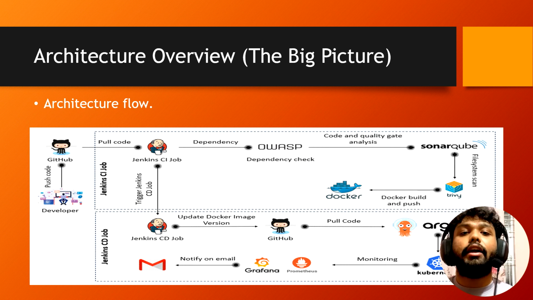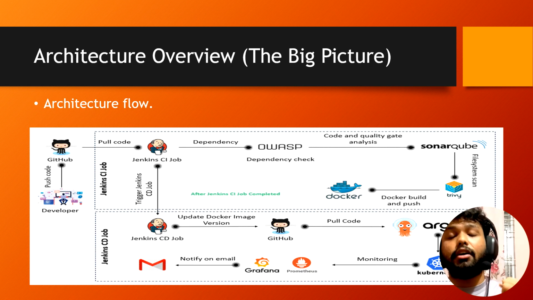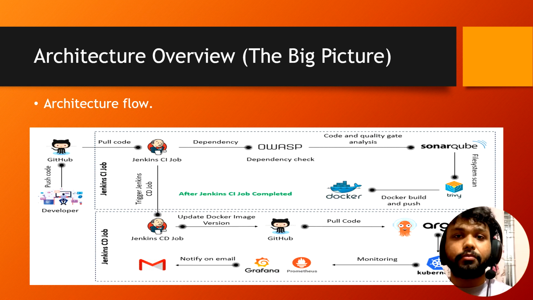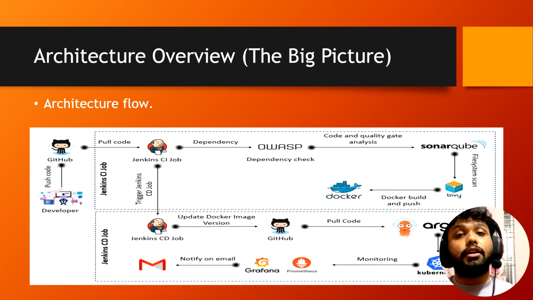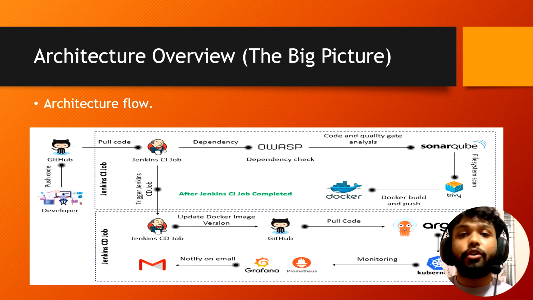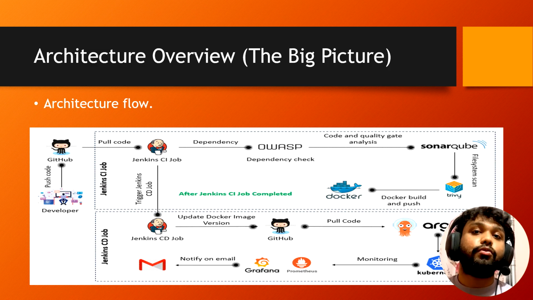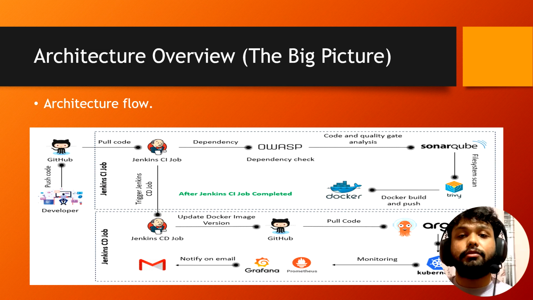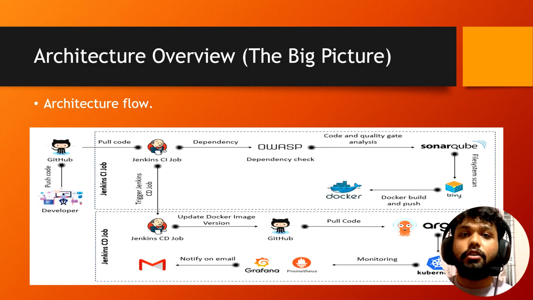What it does is take the code from GitHub, take the image from the Docker registry, and use Argo CD to replace the image in the Kubernetes service. After that, I have used Prometheus and Grafana to monitor what is happening in my project. And that's basically a quick architectural overview. Let us see step by step how it's actually flowing.